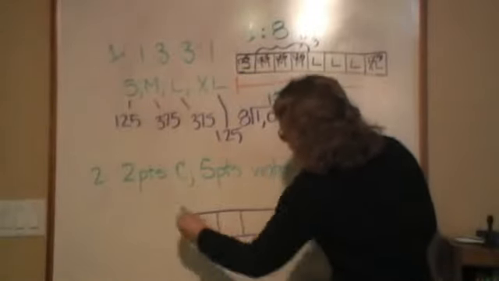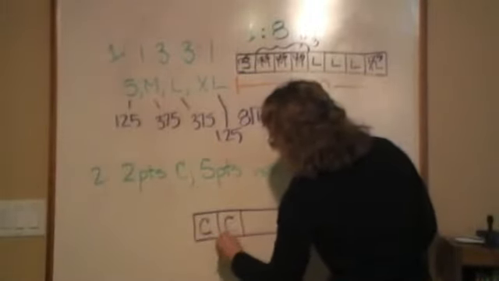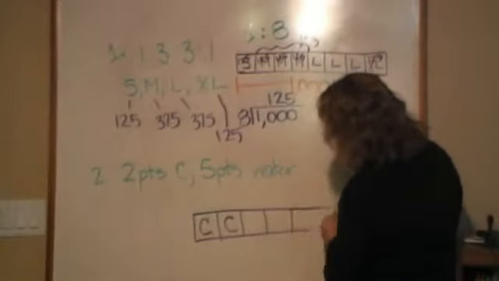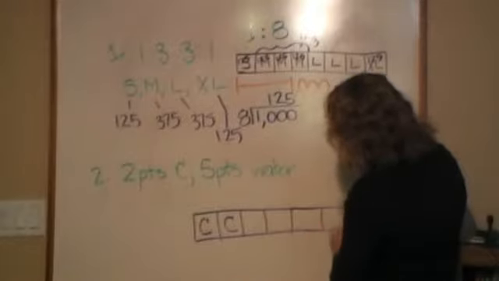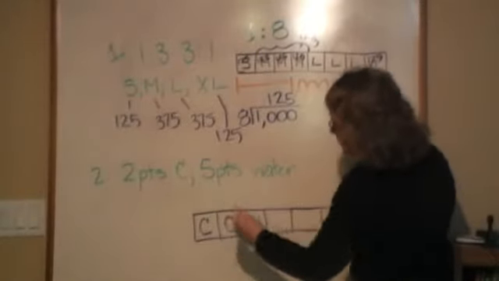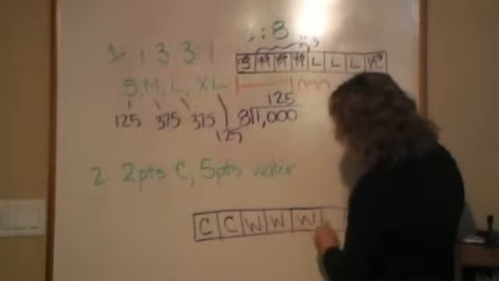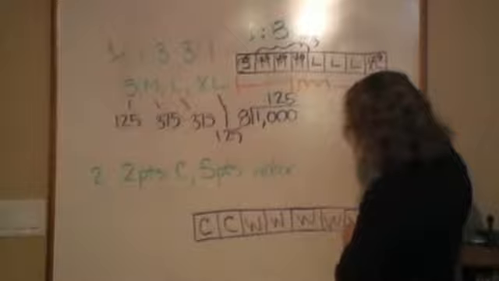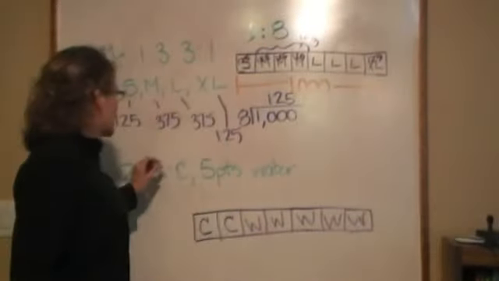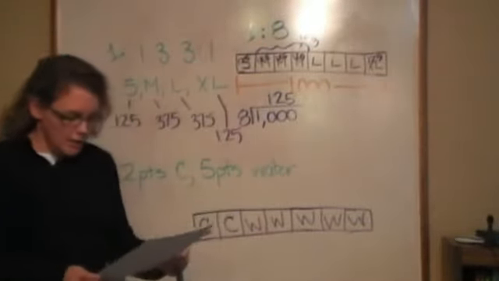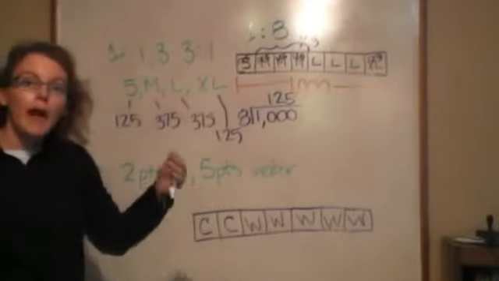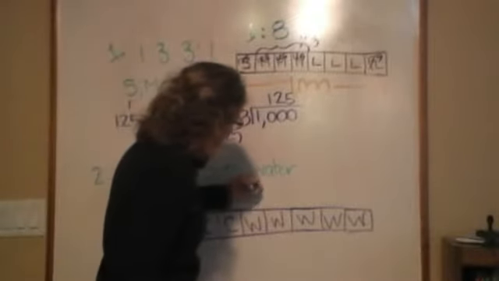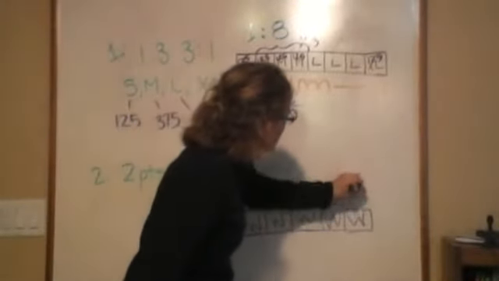Okay, so here's my 2 parts of concentrate and 5 parts of water. So 1, 2, 3, 4, 5. So I'm going to put C for concentrate and W for water. 1, 2, 3, 4, and I forgot one. So I have 2 for concentrate, 5 for water. And she says I'm going to make 3 liters of juice. So that means 3 liters total. So that goes all the way over here, 3 liters total.